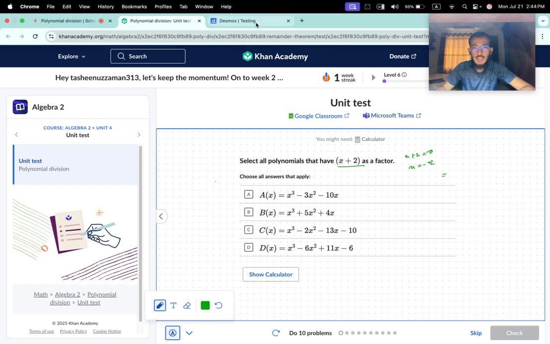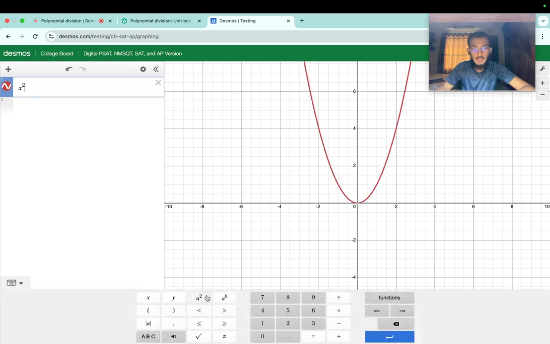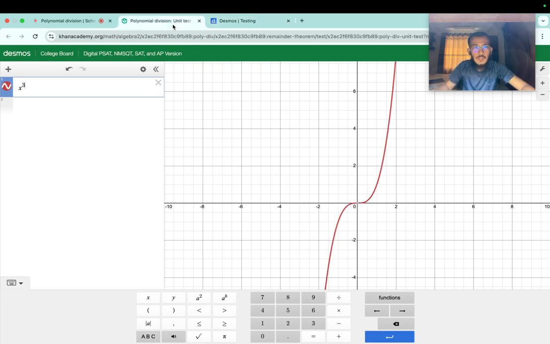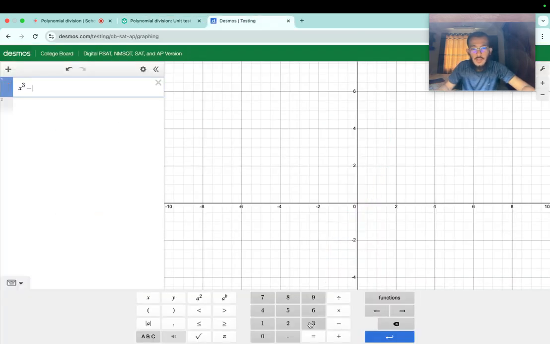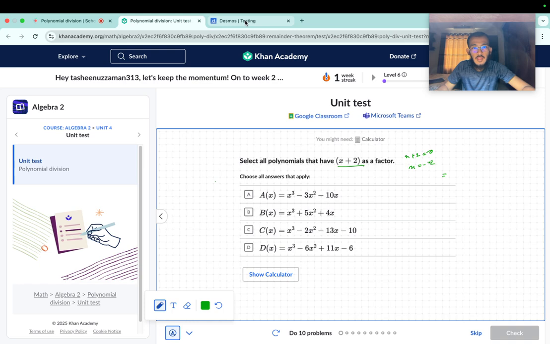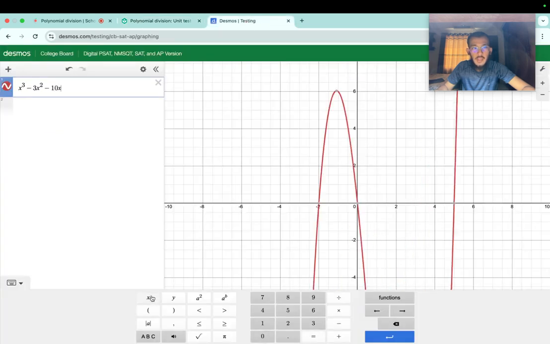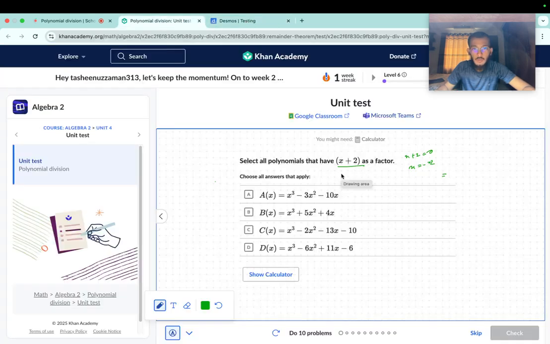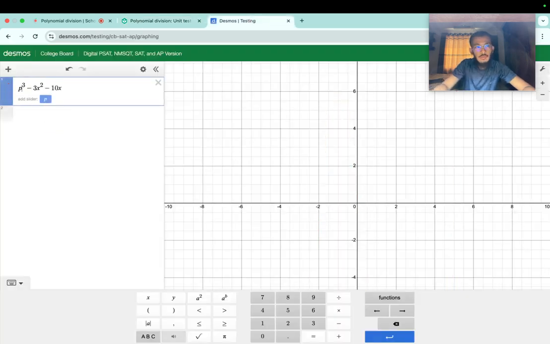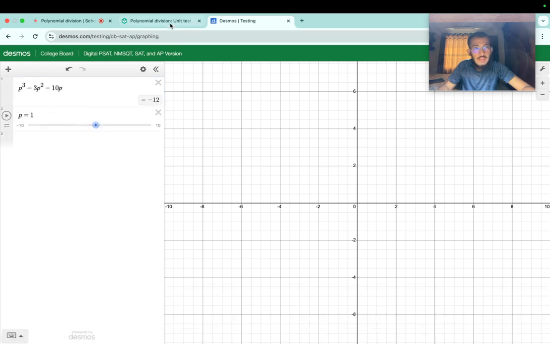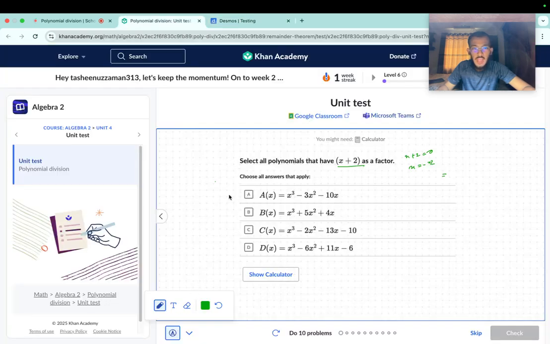So x cubed negative 3x squared, negative 10x. I'm going to plug this one in. We want to plug in x equals negative 2, so I'm going to replace all the x with p, and set p as negative 2, and see whether the remainder is 0 or not. There we go. The remainder is 0, so I have to choose A.